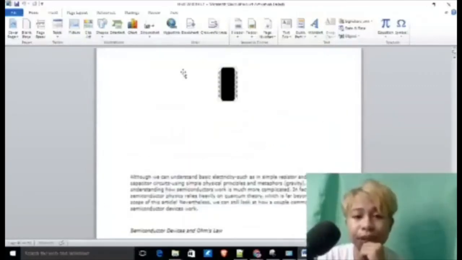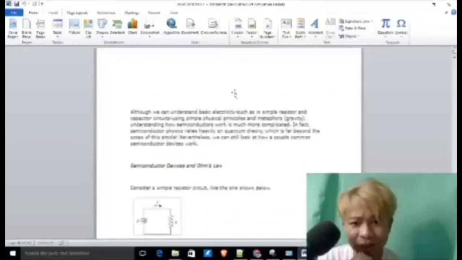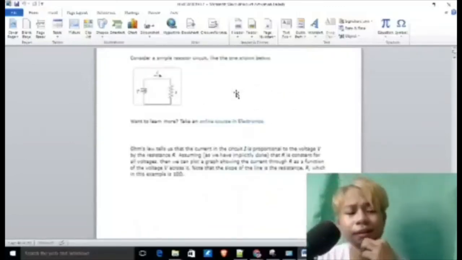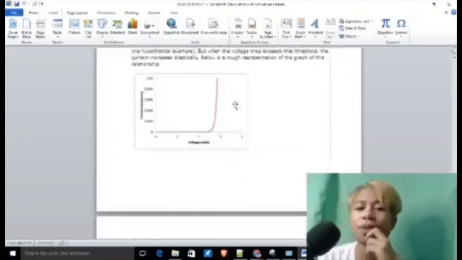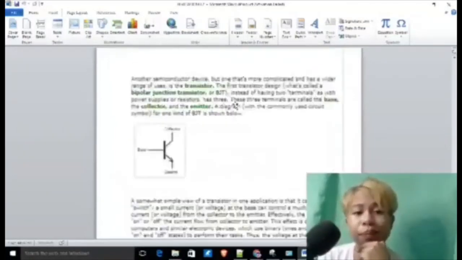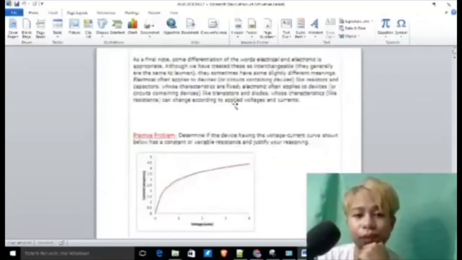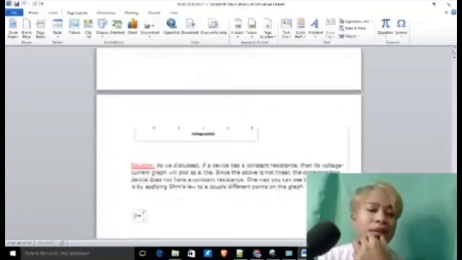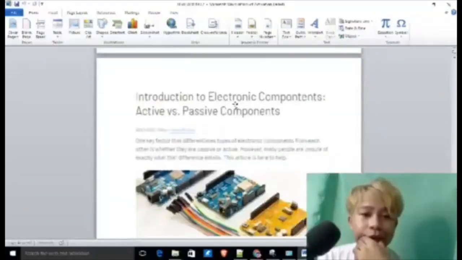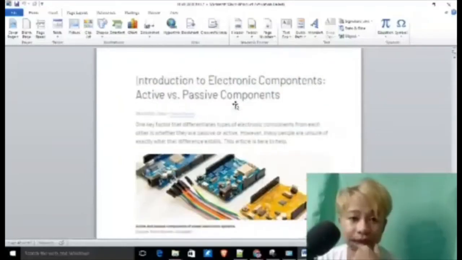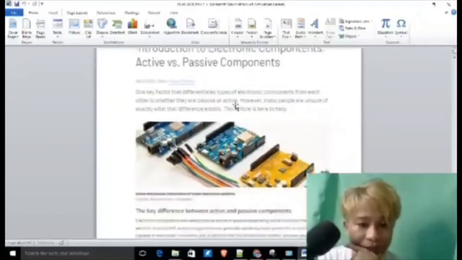I still didn't know this. This kind of picture was presented. It's really almost real. Quite really amazing this. And this introductory electronic components, active versus passive components. Okay.